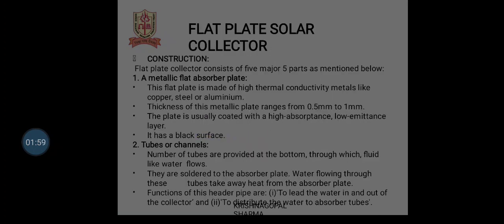Flat plate collector, its construction. A flat plate collector consists of 5 major parts as mentioned below. A metallic plate, the absorber plate. This flat plate is made of high thermal conductivity metals like copper, steel or aluminum. The thickness of this metallic plate ranges from 0.5 mm to 1 mm. The plate is usually coated with a high absorbance, low emittance layer. It has a black surface.